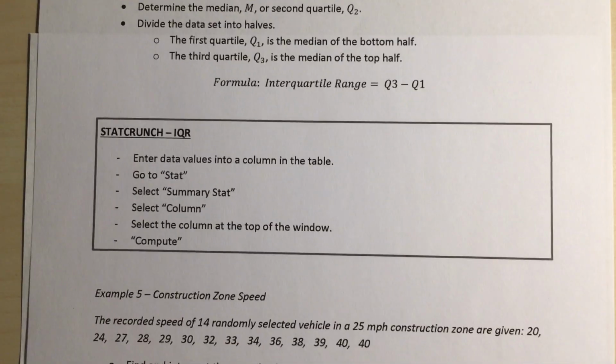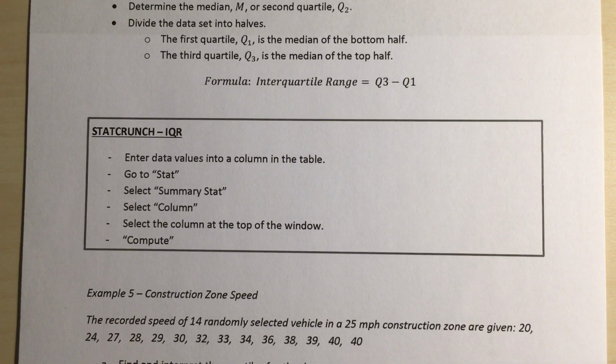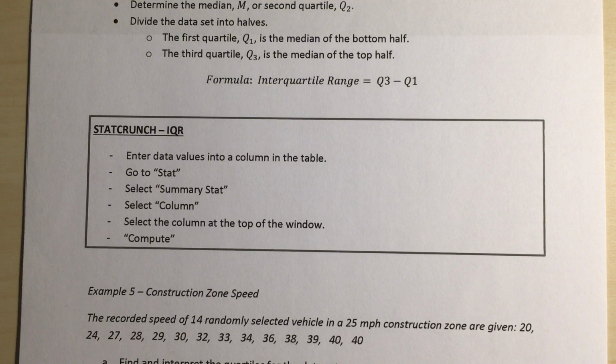So our directions in StatCrunch are going to be the same as everything else that we've seen in this chapter. We're going to enter our data values into a column. We're going to select Stat and then Summary Stat. Make sure we select the column that we're looking at, hit compute, and it's going to give us everything that we've looked at in this chapter so far. It's going to give us our mean, our standard deviation, our median, our Q1, our Q3, all of the different values that we are looking for in chapter 3.